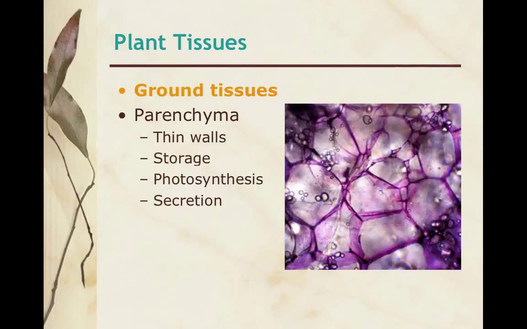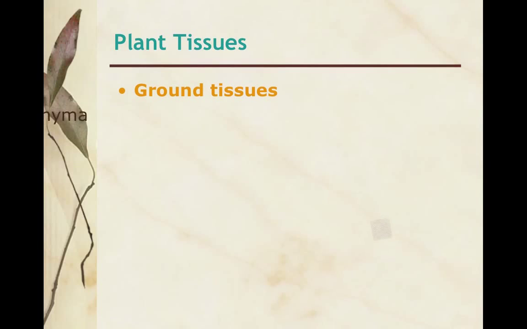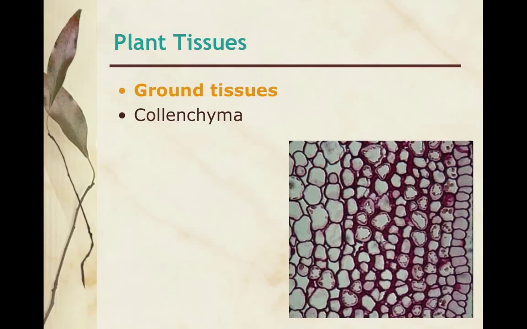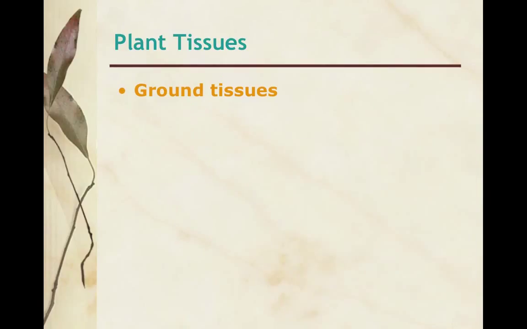Ground tissue can be made out of parenchyma cells, which are thin-walled, used for storage and photosynthesis, and they can also secrete things. Those are what you call the typical plant cells. Another type of ground tissue is collenchyma, and collenchyma have thick, flexible walls used for support, and they're usually found in young shoots, okay? So young shoots, young stems.